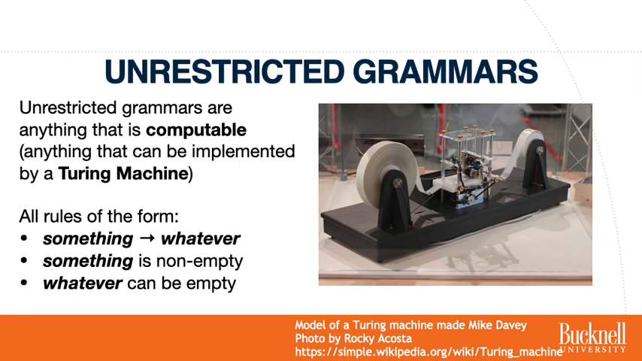Unrestricted grammars are the most powerful. They describe anything that is computable, that is, anything that can be implemented by a Turing machine. All rules are of the form something to whatever, where something is any non-empty sequence of symbols, and whatever is any sequence of symbols, including an empty sequence.